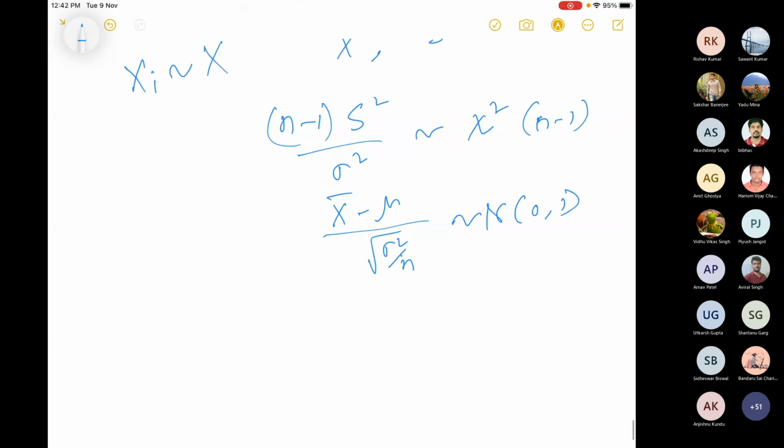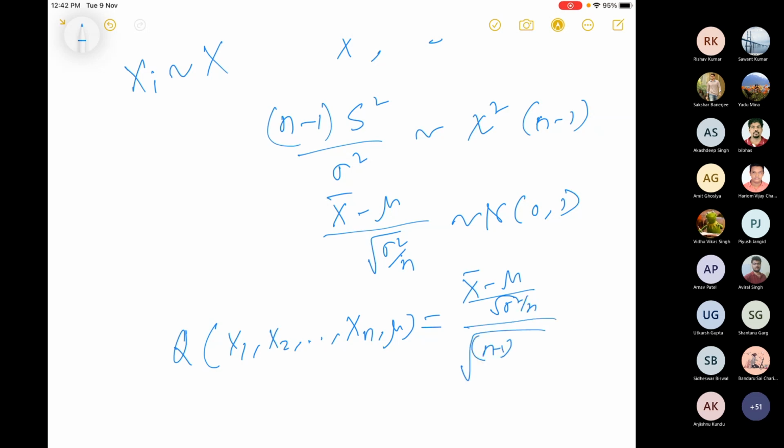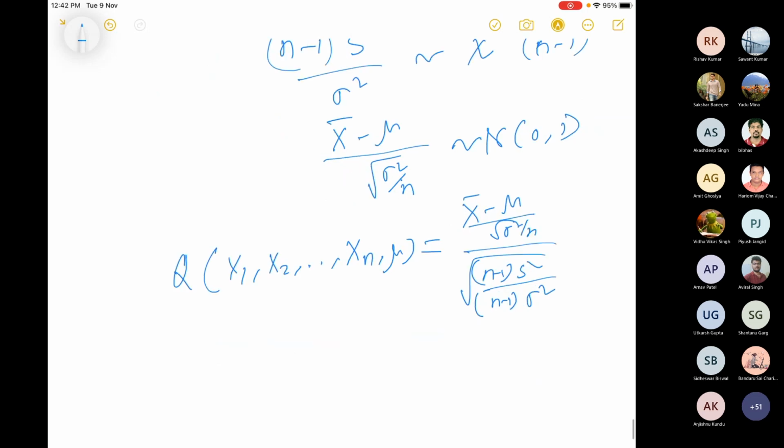So what we can do now is define a pivotal quantity, let's say Q(X1, ..., Xn). If I want to estimate, let's say, mu, then I can define (X bar minus mu) by square root of sigma square by n, divided by square root of (n-1) S square by (n-1) sigma square. So which is basically (X bar minus mu) by square root of S square by n. And this we know is the t distribution with n-1 degrees of freedom.